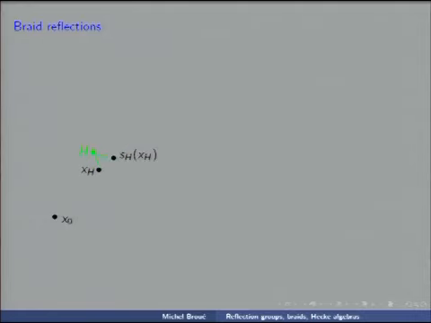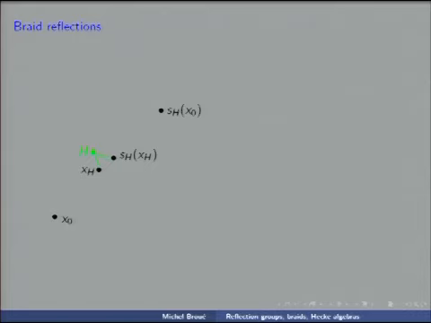Now I compute the s_H, the action of the reflection over this point, which turns around. So you see the angle is 2 pi over e_H. No choice. And then I compute the s_H of x naught. And what I want is a path going from x naught to s_H of x naught. This path is going to be a loop in V_reg mod G.